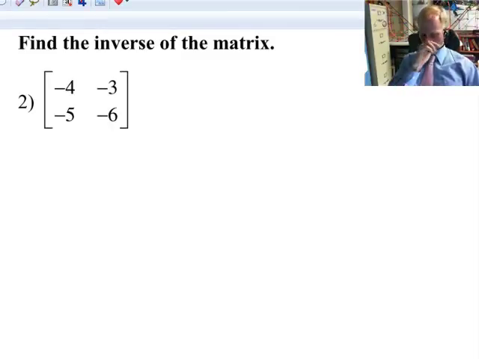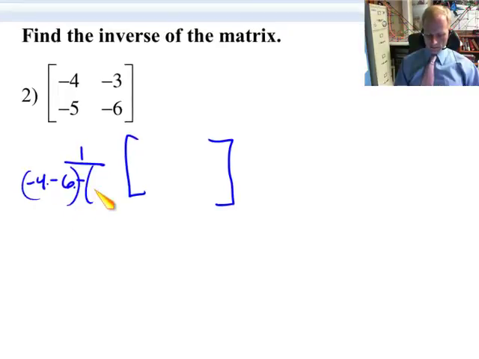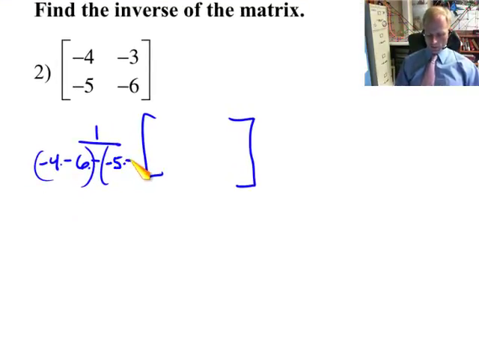Okay, in the next one, I'm asked to find the inverse of the matrix. So the inverse of the matrix is going to be 1 over the determinant times a variation on the original matrix. Now the determinant for this matrix is going to be negative 4 times negative 6 minus negative 5 times negative 3. So that's going to give me 24 minus 15, or 1/8.